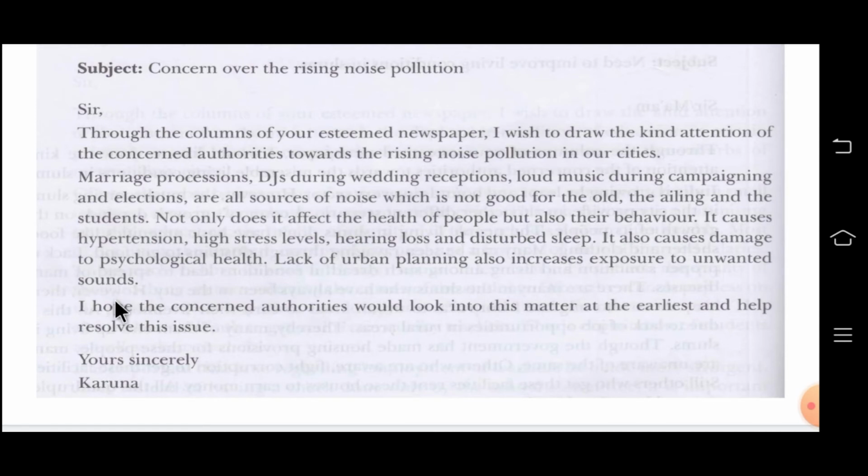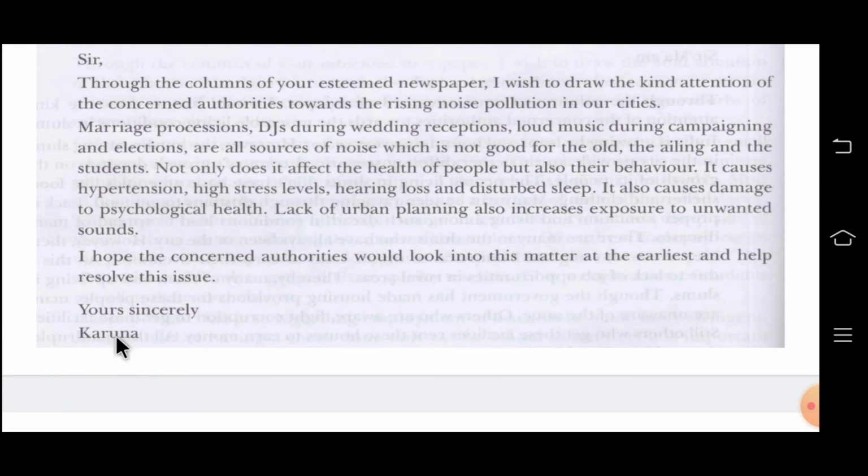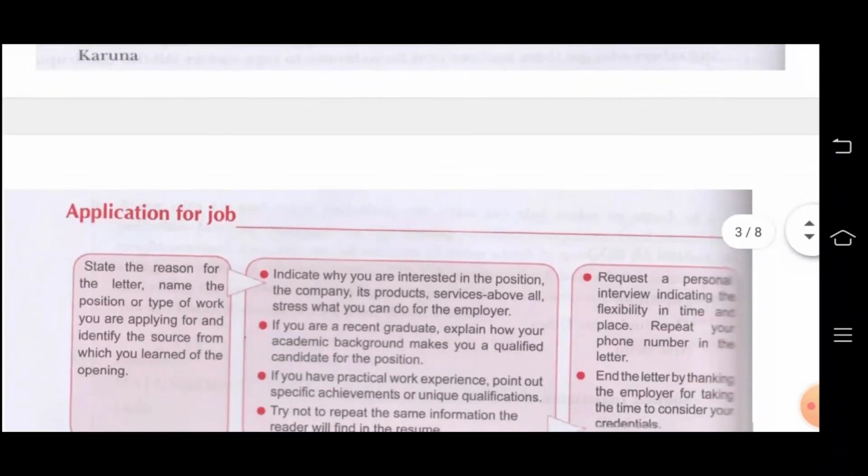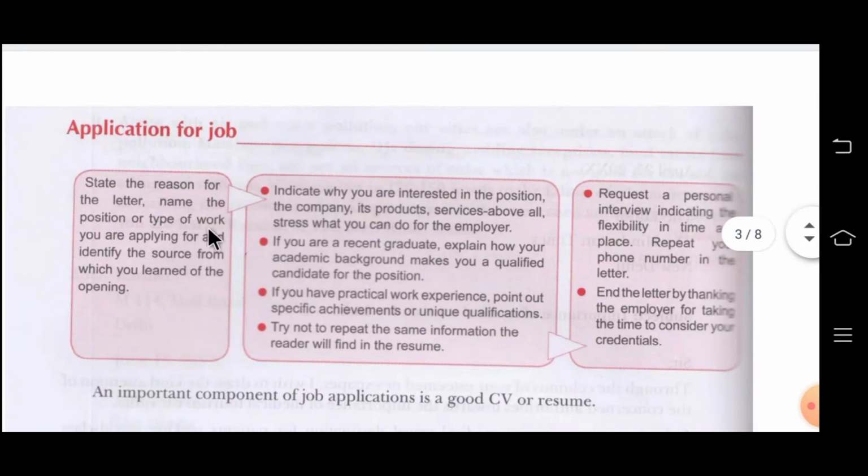You have to elaborate the problems. What are the facts and what are the consequences that can be faced if the problem is not handled properly. I hope the concerned authorities would look into this matter at the earliest and help resolve this issue. Yours sincerely, at the wind up after, your name.